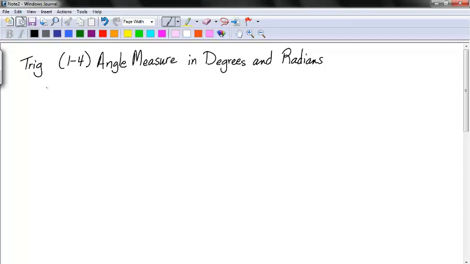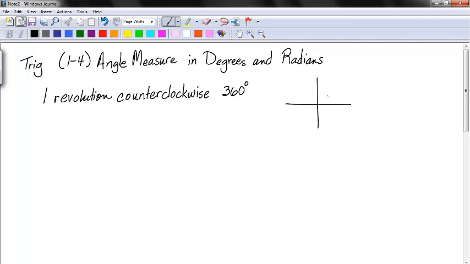Okay, so one thing we covered was 1 revolution all the way around. And if we go 1 revolution counterclockwise, okay, counterclockwise is going up against the clock. 1 revolution all the way around is 360 degrees. Picture-wise, 1 revolution, you'd still start on the positive side of the x-axis. Counterclockwise, you're going against the clock, so all the way around would be a positive 360 degrees.